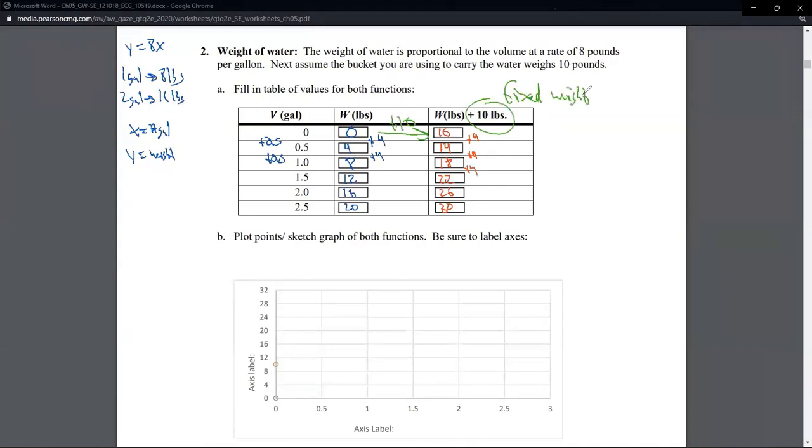Now you might say, well, Mr. Beckner, why don't you just put the bucket on the scale and hit tare? And I go, yes, absolutely, that's what you do in real life. But the point is, when you have to pick this bucket up and carry it somewhere else, you're going to be holding that 10 pounds of the bucket in addition to the water.